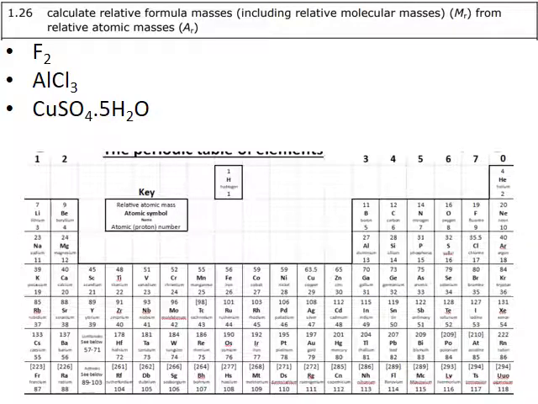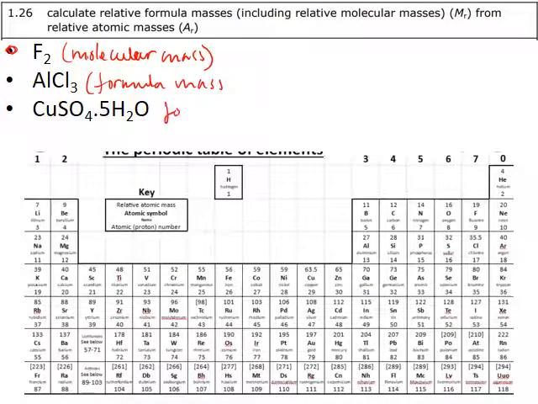The first one is a simple covalent structure. So we're calculating the molecular mass, because it is a molecule. Whilst the bottom two will be calculating the formula mass, because both of these are giant ionic. So giant structures, we just calculate the formula mass, so the simplest ratio.